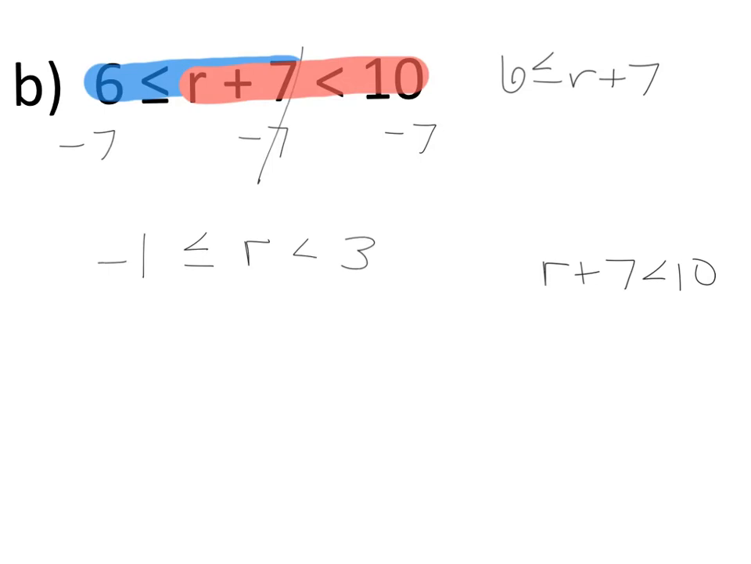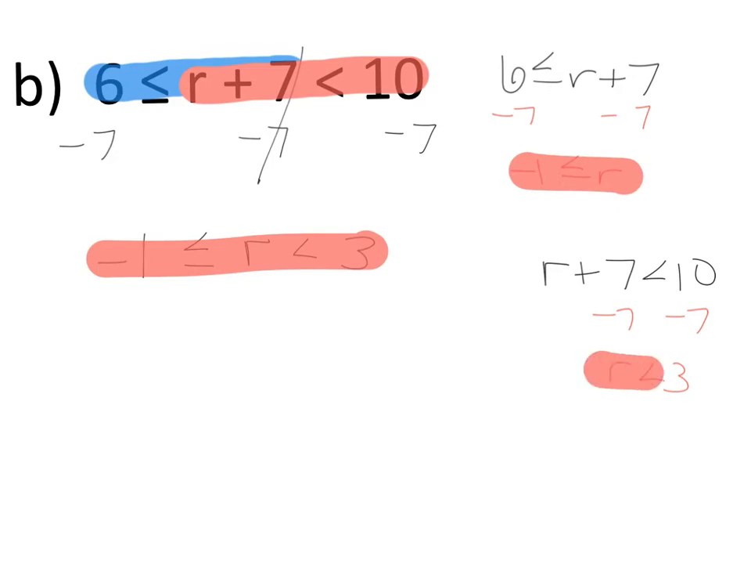You'll do the exact same thing. You'll subtract the 7 off and get -1. You'll subtract the 7 off here and get 3. So you get the exact same answer. It doesn't matter if I have it here or if I have it separated like this, because at the end of the day, as long as they overlap in the middle, we're going to put it back together.